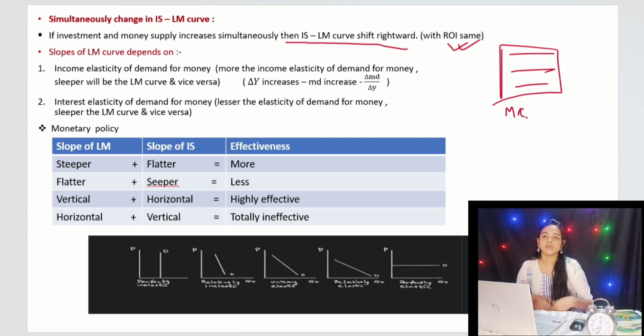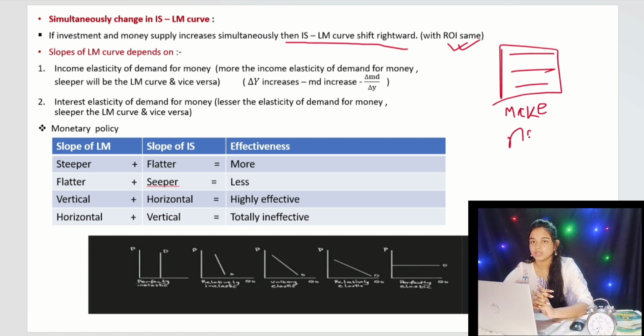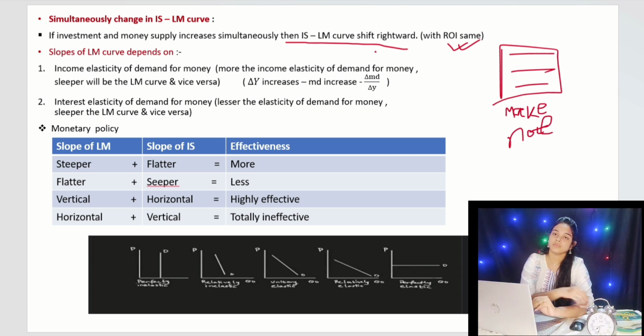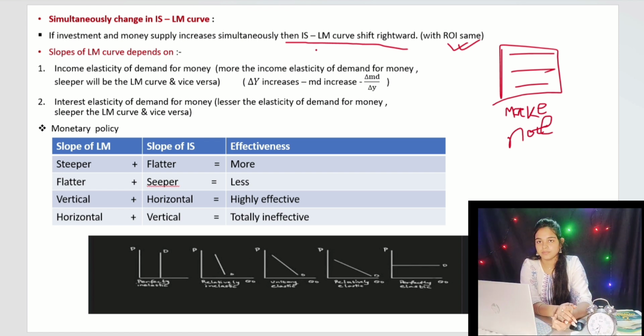And if there is a leftward shift in IS and a rightward shift in LM, that means contractionary fiscal policy and expansionary monetary policy. It affects equilibrium income and reduces the equilibrium interest rate, with potential for deflation. As a result, the equilibrium level of income rises and the equilibrium level of interest rate decreases, and there is potential for deflation. Fine.